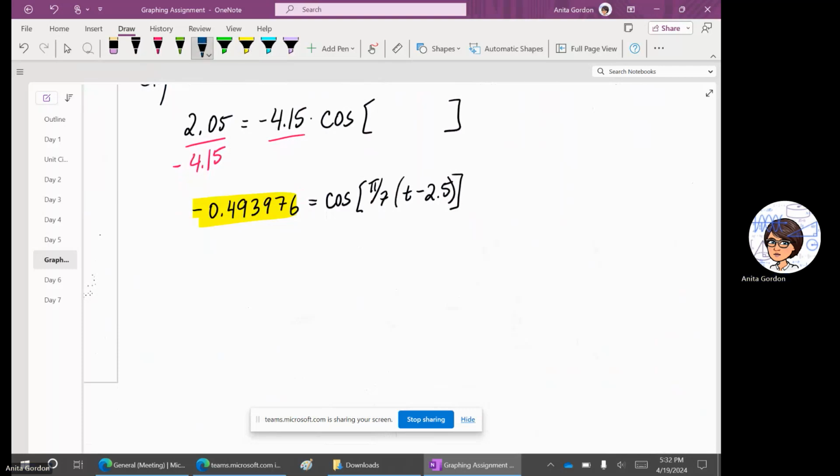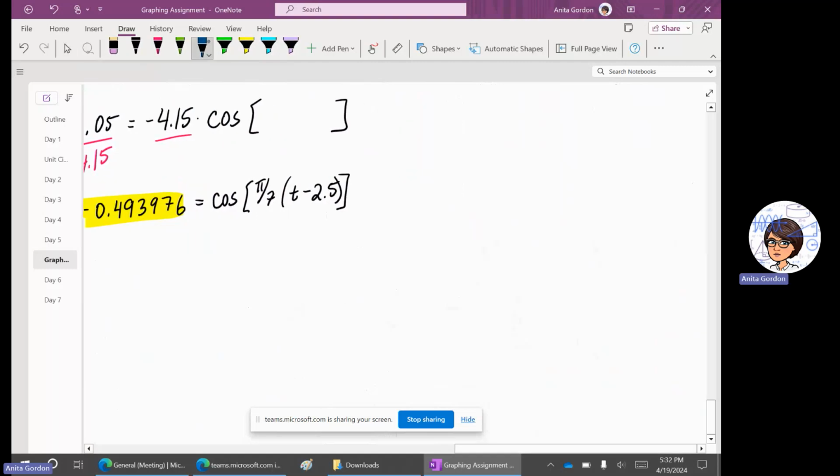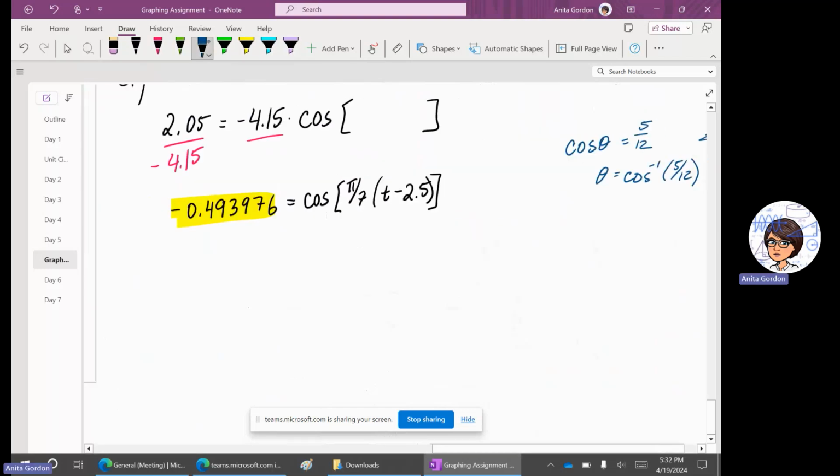Now, in grade 9 or 10, we had something like this. Cos equals 5/12 or something, because we had a triangle that was 5 and 12, and we were trying to find this angle. How did we isolate the angle? We used cos inverse, right? Cos inverse 5/12. We're going to use the same idea here as well.